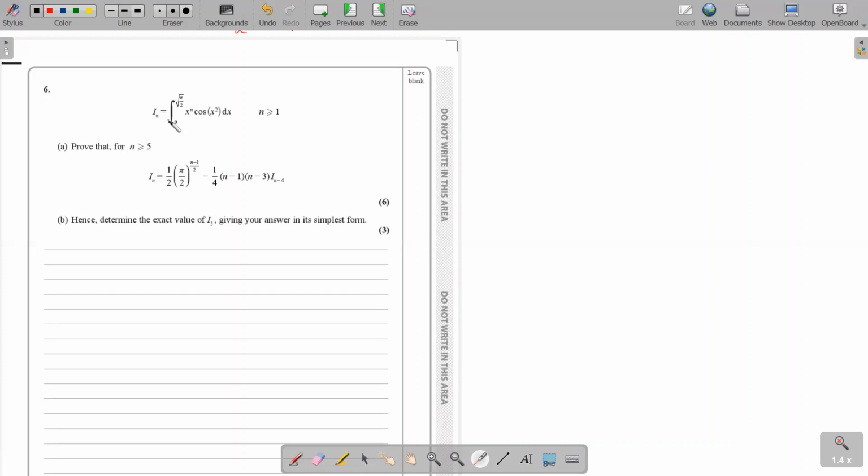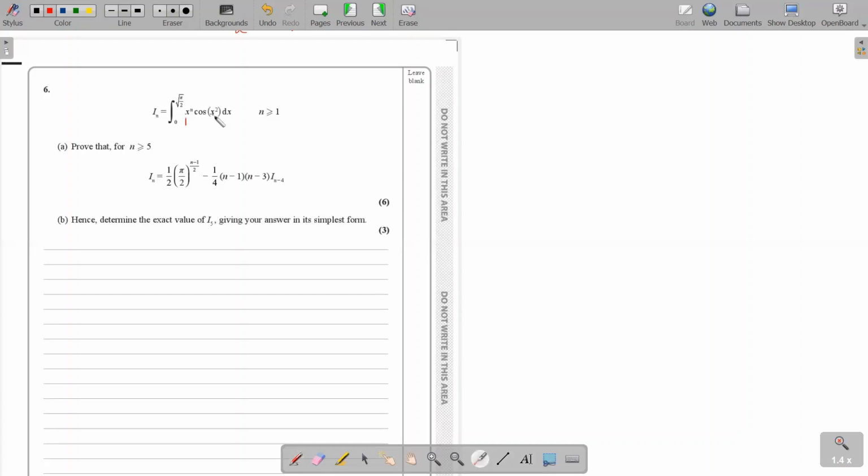But the biggest problem that we have here is we have a cos x to the power 2 and there's x to the power n. Because you can see the n powers are decreasing, we definitely realize that this particular term, x to the power n, has to be the term that we differentiate. It has to be the u. Okay, then how do we integrate a cos x to the power 2?